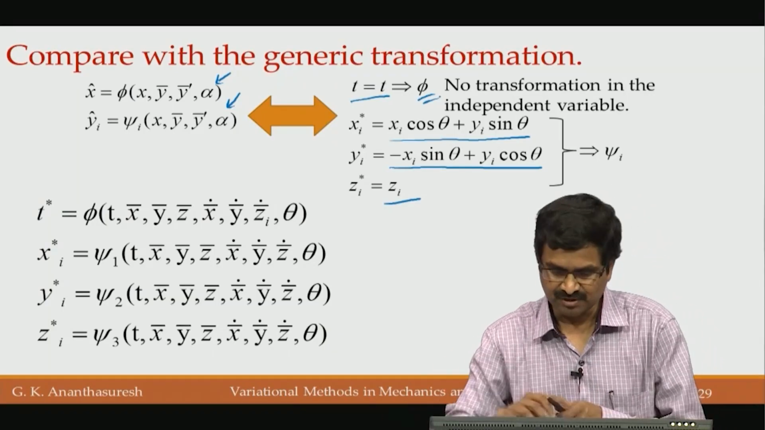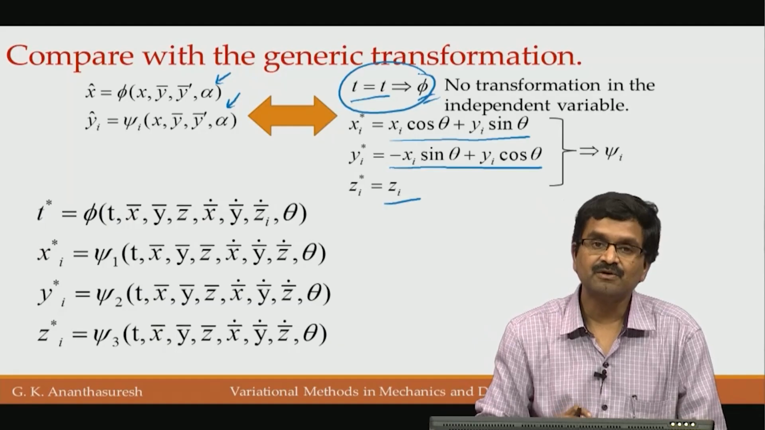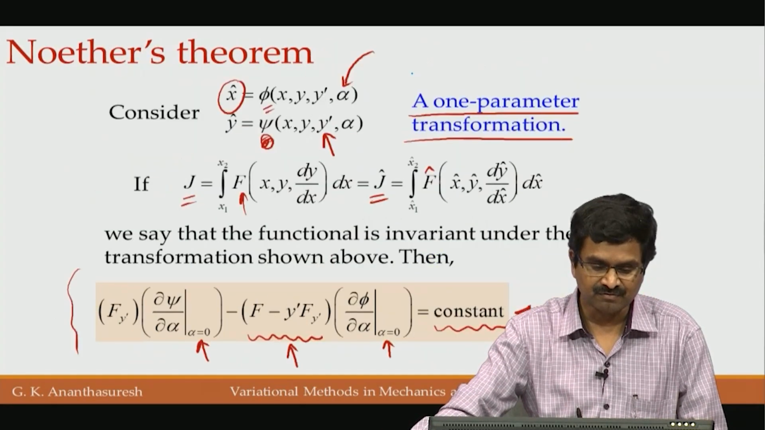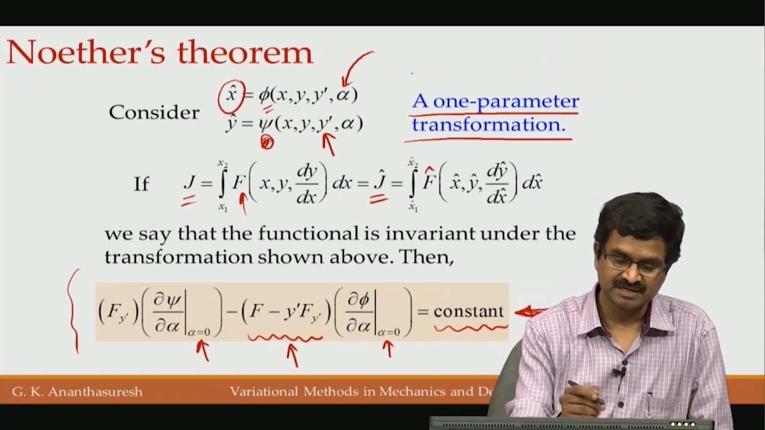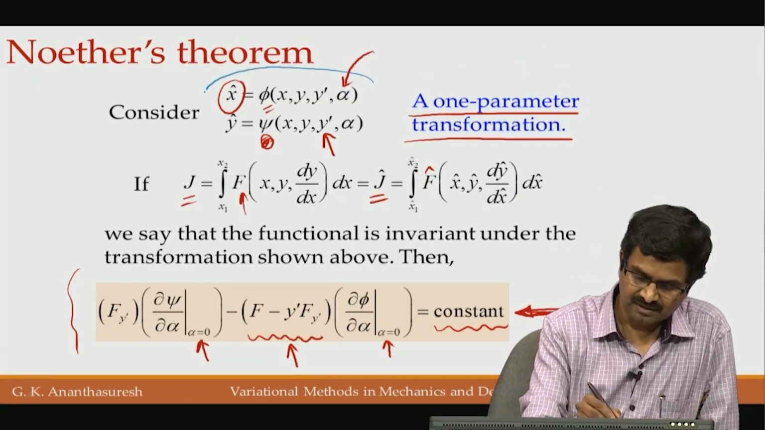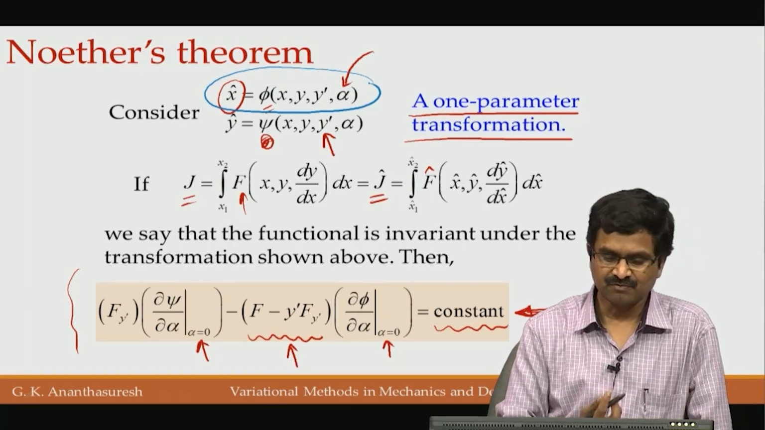Earlier, just to understand what I mean by t equal to t, there is no transformation, let us go back and look at the statement of Noether's theorem. We had this x hat, let us look at this thing, x hat was a function of phi.